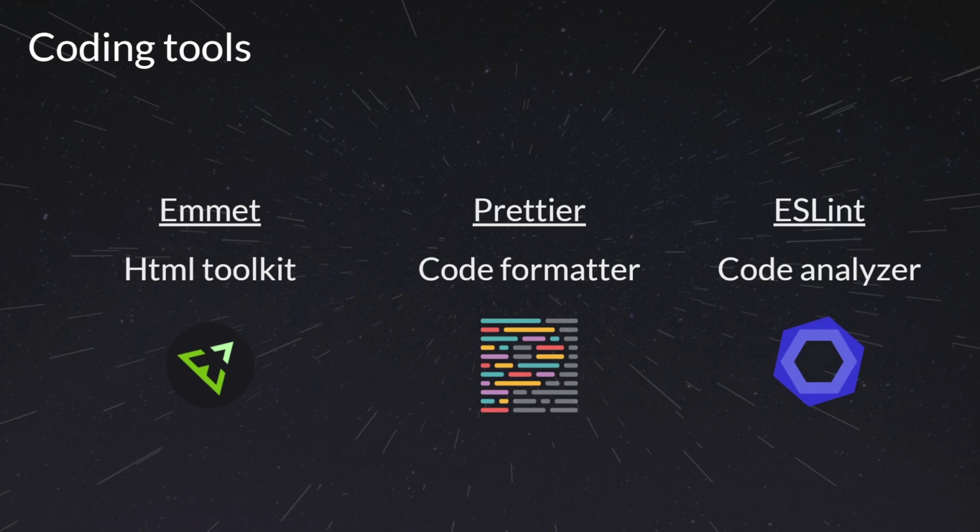Prettier is a code formatter which makes your code more readable, which is actually surprisingly important. And ESLint, ES stands for ECMAScript, which is the official name of JavaScript. And a linter is a code analyzer, and ESLint will give you warnings for bad code practices. So it's a tool that will keep an eye on your code, and it will give you tips on how to improve it. Really useful. I can't live without these tools.